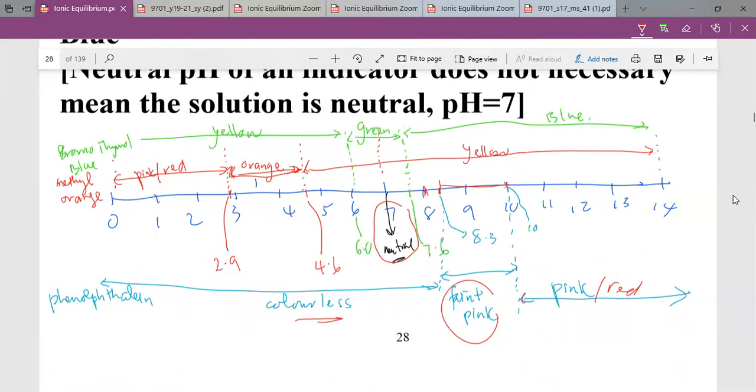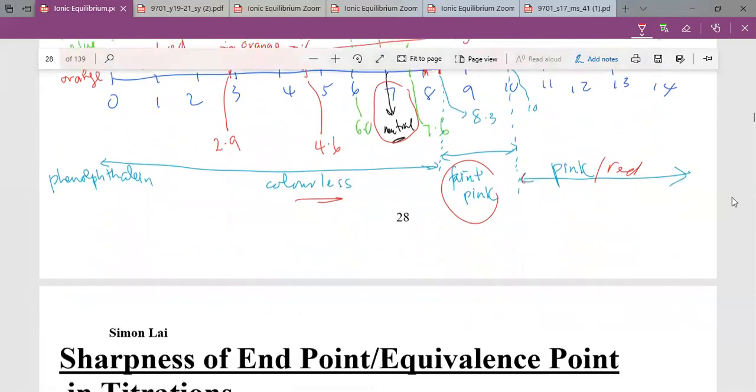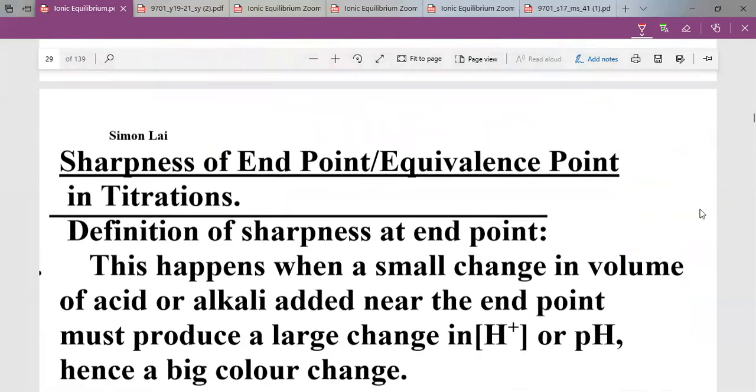It doesn't mean that a yellow color is always basic. It falls outside the range of 2.9 to 4.6. That's all for methyl orange. So then this of course is the sharpness of endpoint. Like somebody says, oh, very sharp. Sharpness means the change in color is very clear. That's called the equivalence point.